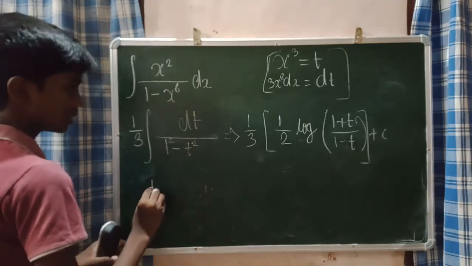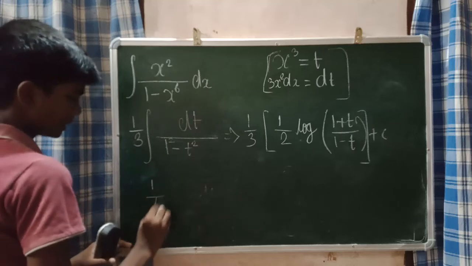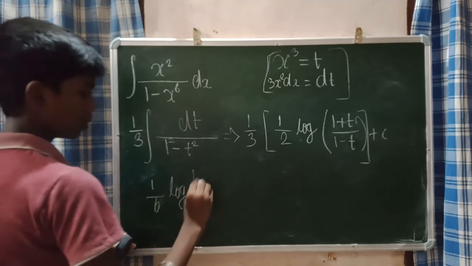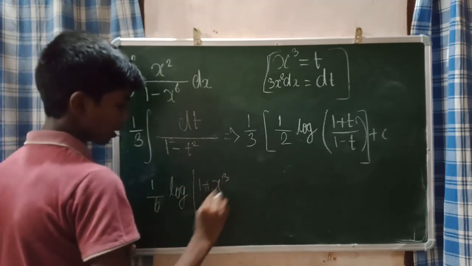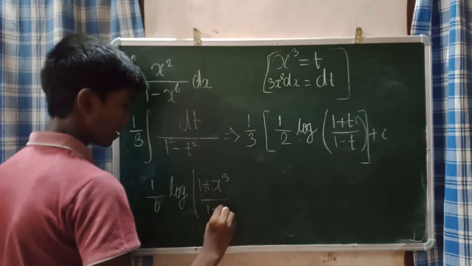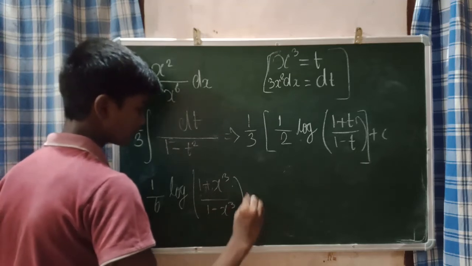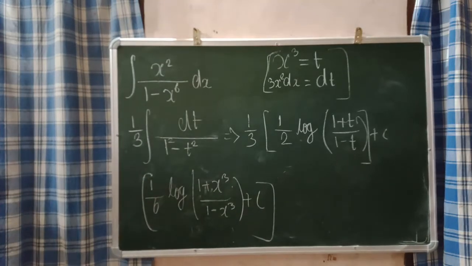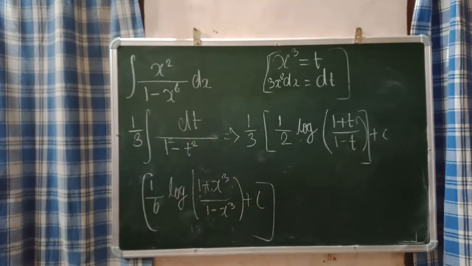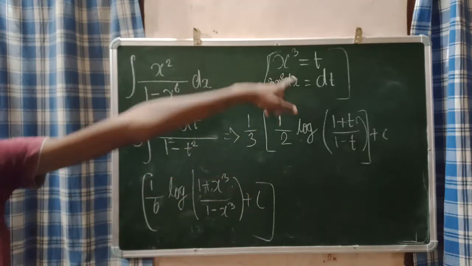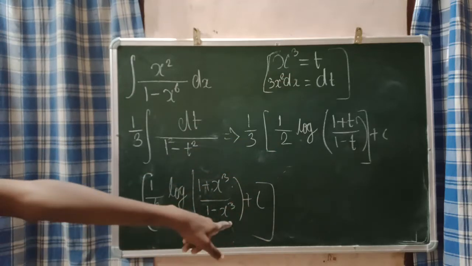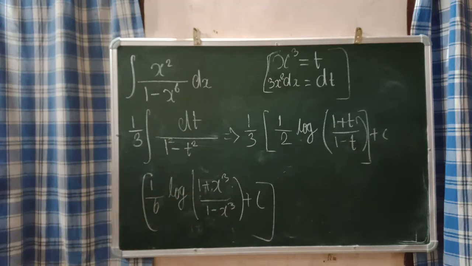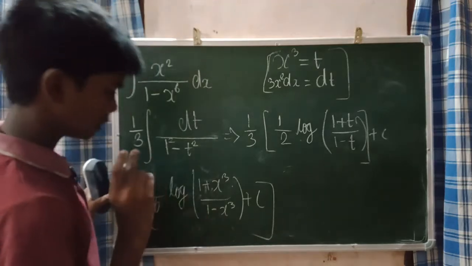We took t as x cube. So 1 by 3 into 1 by 2 will be 1 by 6 into log of 1 plus t, which will be 1 plus x cube, divided by 1 minus t, which will be 1 minus x cube, because t is x cube, then plus some constant is the answer for the sixth question. Because 1 by 3 into 1 by 2 is 1 by 6, I just put the value of t, that is x cube. So 1 plus x cube over 1 minus x cube plus some constant.